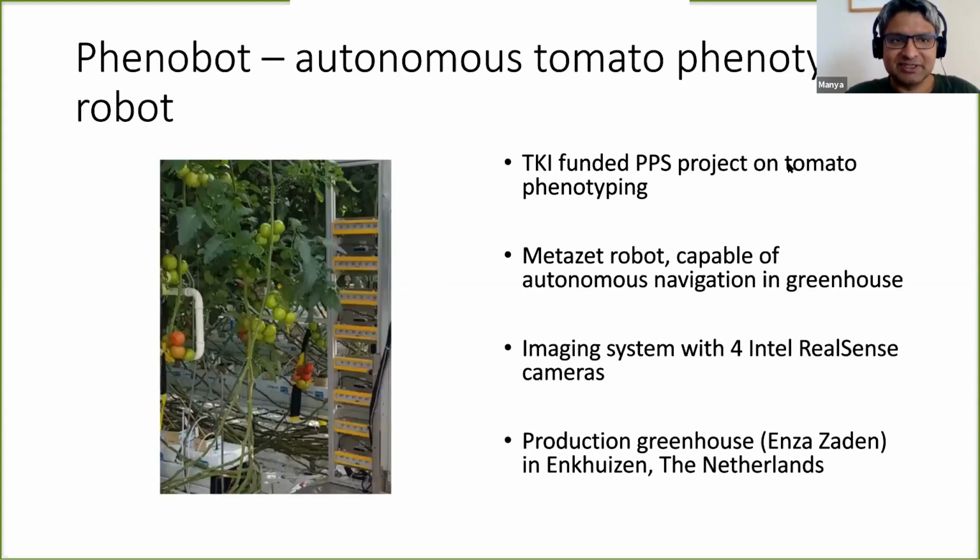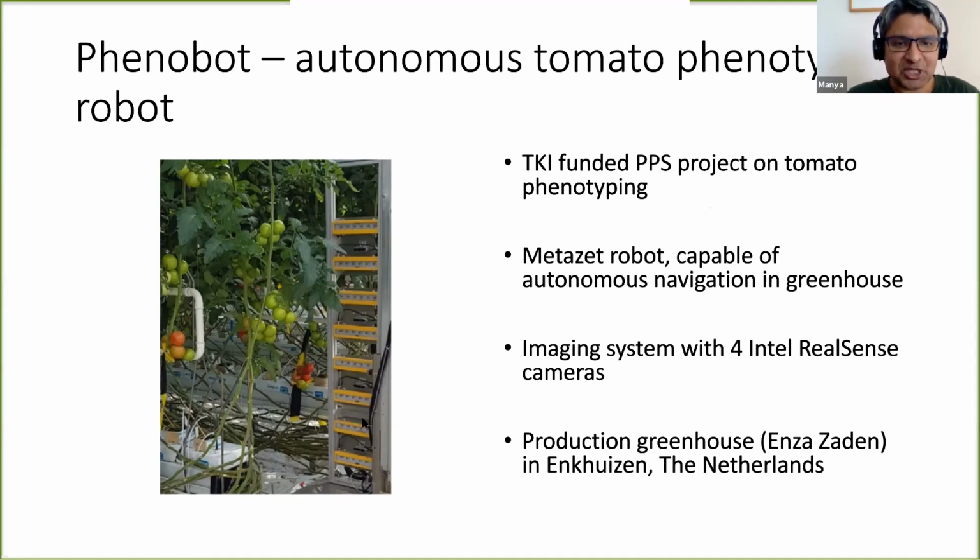So the background of this project is that the goal is to develop an autonomous tomato phenotyping robot, which can autonomously navigate through a greenhouse, collect images of the tomato plants that are growing there, and from our image processing and analysis, obtain some information on the different varieties which is relevant for the plant breeder. And this project was a public-private partnership with Enzazaden, a Dutch plant breeder and seed company, and it was co-funded by the TKI Foundation.